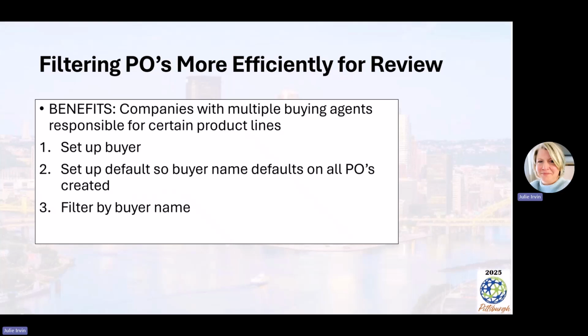Next, we're going to talk about some tips for making the review of your POs more efficient. The first tip is to default your buyer name on POs created by the buy job that you set up or that you ran under your user ID, or that were created by you in purchase order maintenance. That's going to require setting up a buyer and then setting up some default behavior for that buyer to land on the PO automatically. Once that's done, you'll be able to filter your planned POs by buyer. This is going to be most beneficial to those who have multiple buying agents responsible for specific product lines.